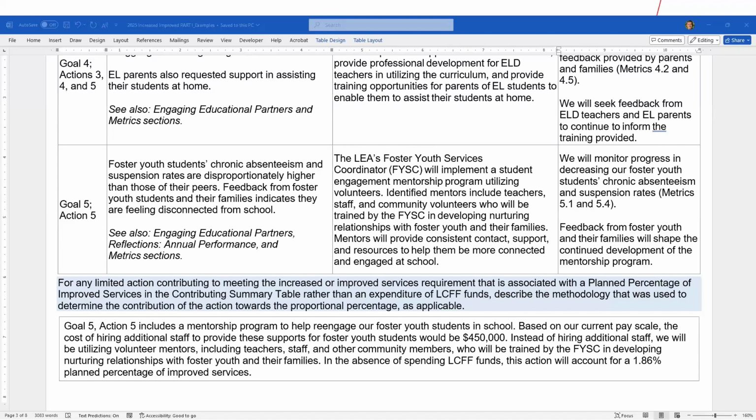Normally, the credit that an LEA receives per action to meet the MPP is calculated based on the amount of LCFF funding that is used to implement the action. But in the case of this example, this action has no LCFF funding, no funding whatsoever, but it's still a contributing action. It is still increasing or improving services for an unduplicated student group. So the LEA still can get credit towards the MPP for this action, but they have to calculate it.